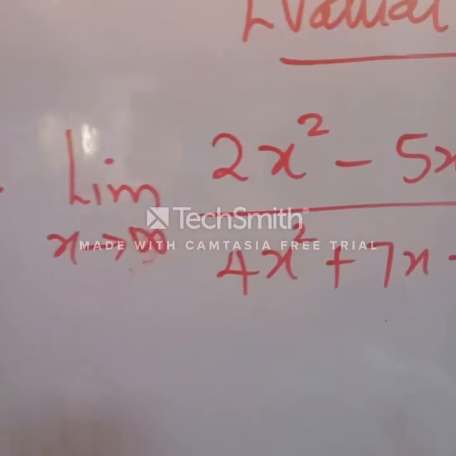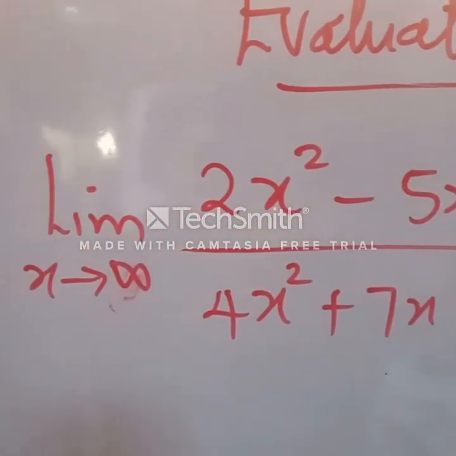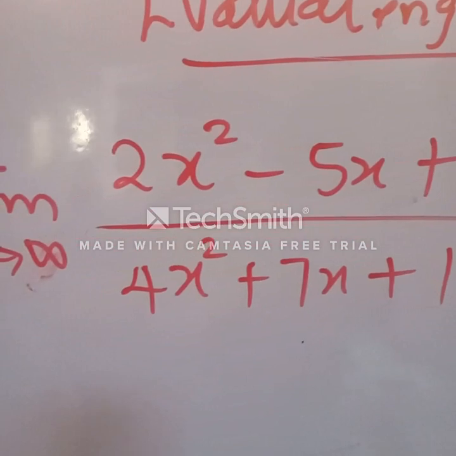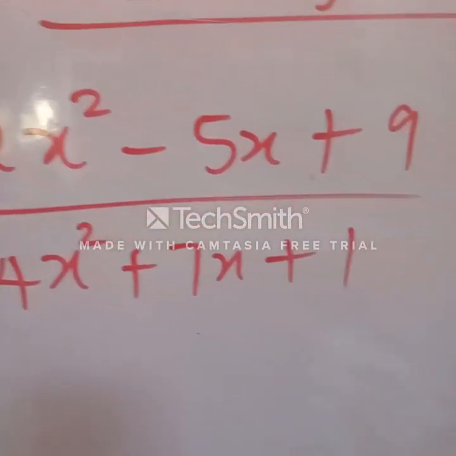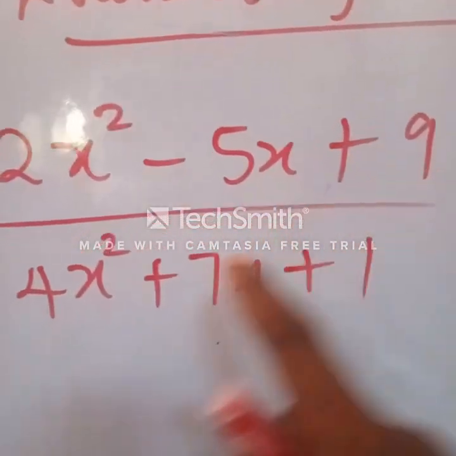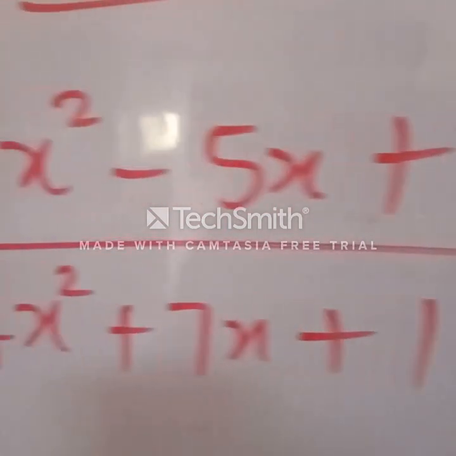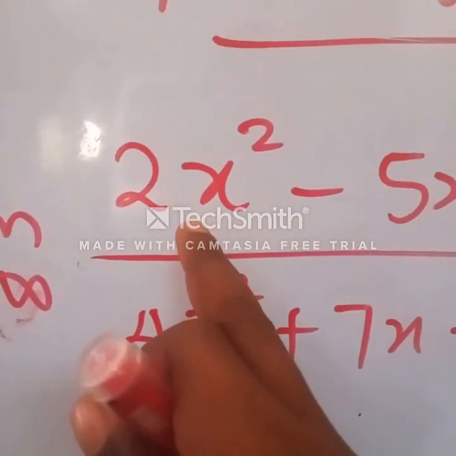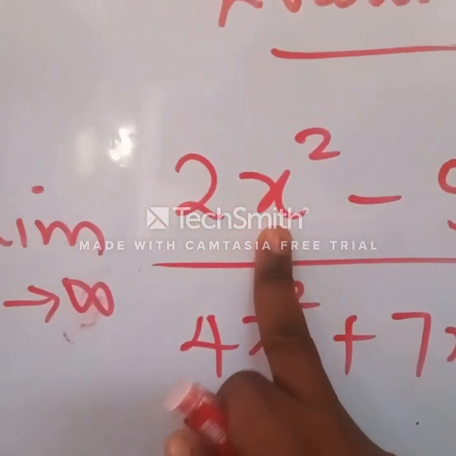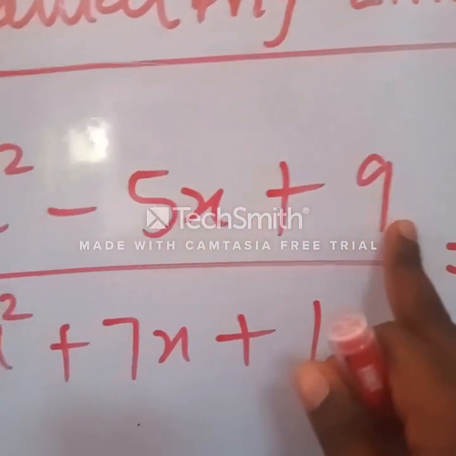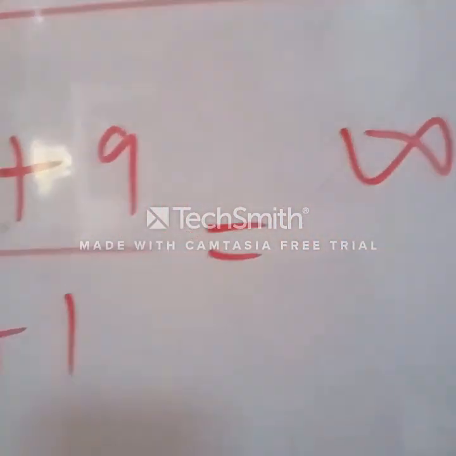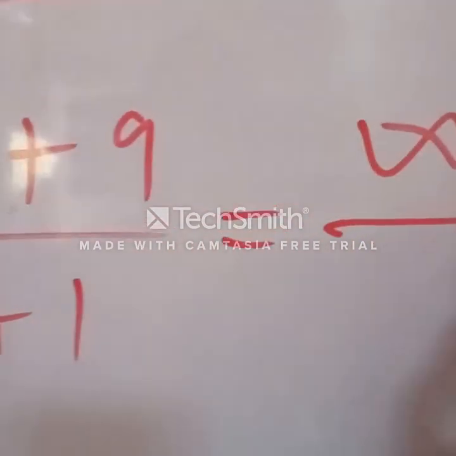Another example is this, where we have the limit of 2x squared minus 5x plus 9 all over 4x squared plus 7x plus 1. When we apply the limit law to all the functions here, when x becomes large, this also becomes large, plus 9. So a very large number plus 9 will give us a very large number. The same thing is applicable to the denominator.